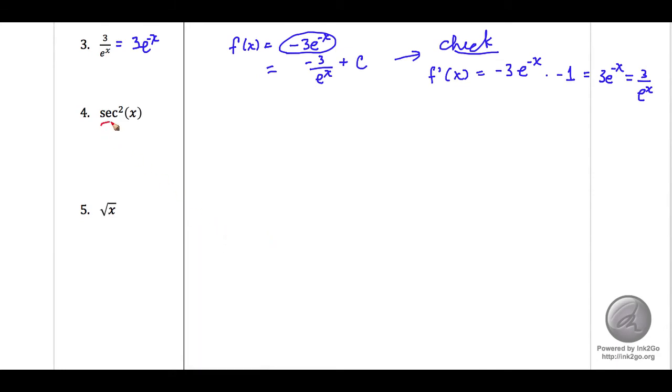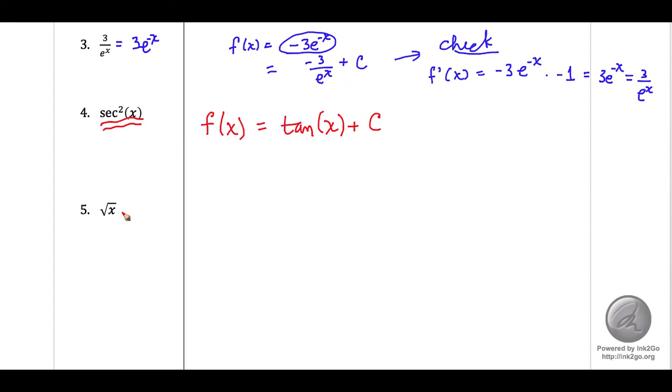I'm sneaking this one in here. I didn't talk about the derivative of secant squared, or the antiderivative of secant squared yet. But if you know your trig functions well and their derivatives, then it should be very easy to see that the antiderivative of secant squared is nothing more than tangent of x plus a constant. I will leave you to check this so that you can get some practice dealing with derivatives of the lesser known functions.